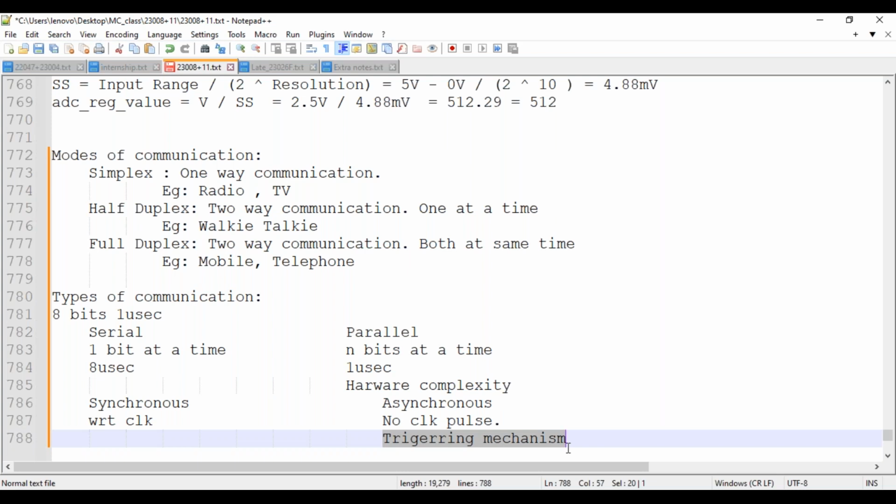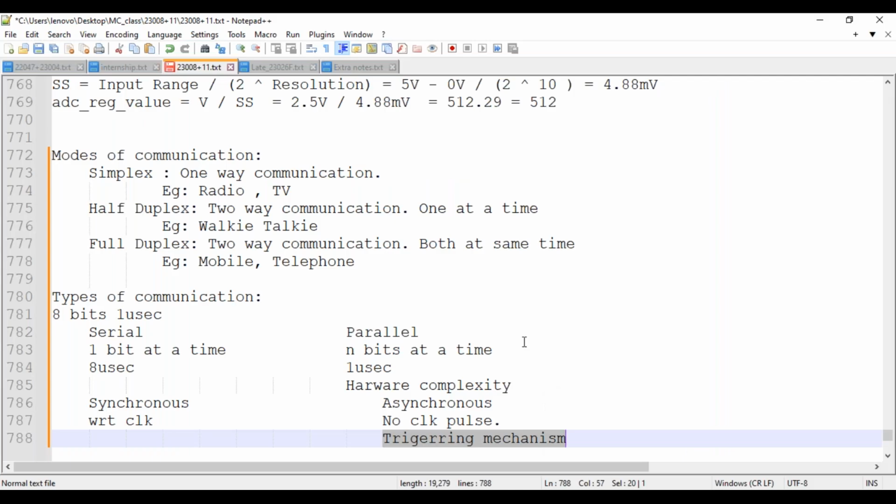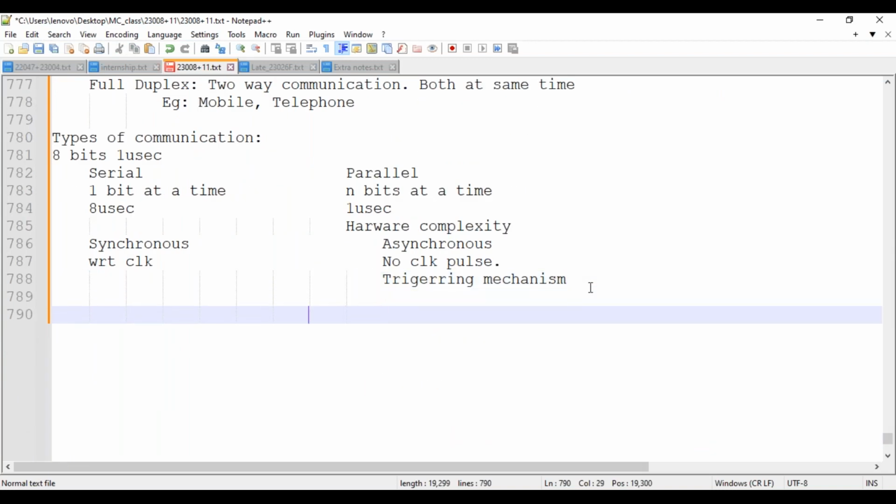Okay. So that is the difference between synchronous and asynchronous communication. Any doubts in this? Okay. Now after the types of communication, the next question is why protocols? Now before I ask you why protocols, what is a protocol? What exactly is a protocol?